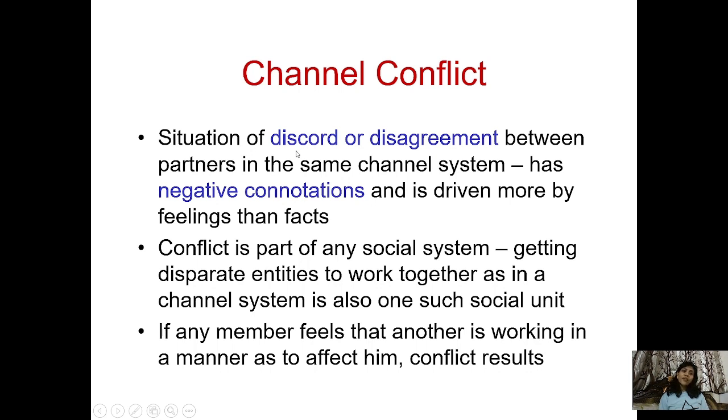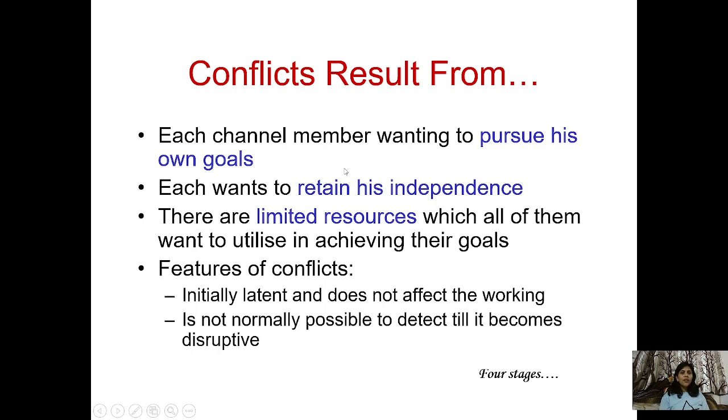Channel conflict is a situation of discord or disagreement between partners in the same channel system, with negative feelings. Conflict is a part of any social system where disparate entities work together, and a channel system is one such social unit. Because everyone has their own perception, conflict occurs. Conflict results from each channel member wanting to pursue his own goal and retain his independence, and there are limited resources which all of them want to utilize in achieving their goals.